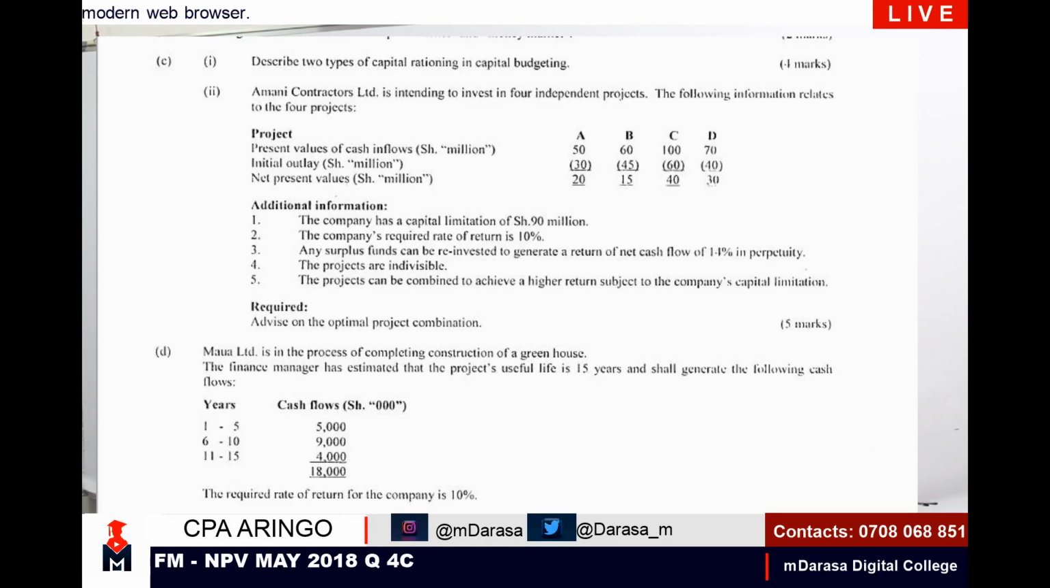Any surplus funds can be reinvested to generate a return of net cash flow of 14% in perpetuity. Annuity, right? Perpetuity, annuity. The projects are indivisible, meaning that we can't do this and live, meaning that they are indivisible, right? The projects can be combined to achieve a higher return subject to the company's capital limitation.